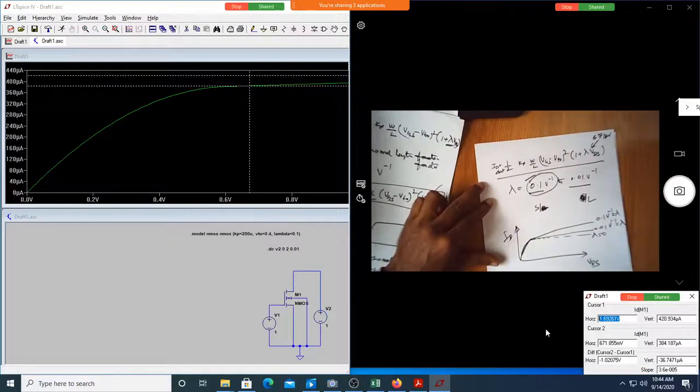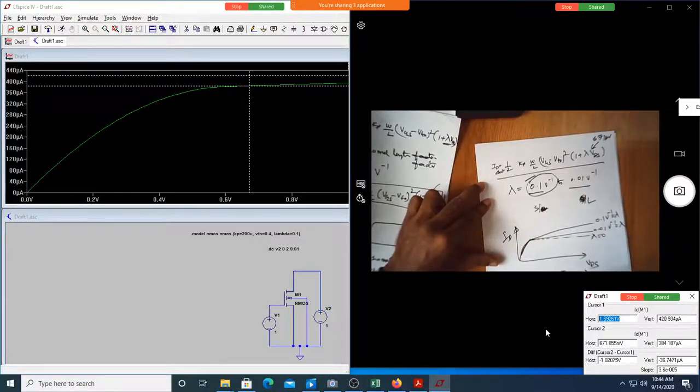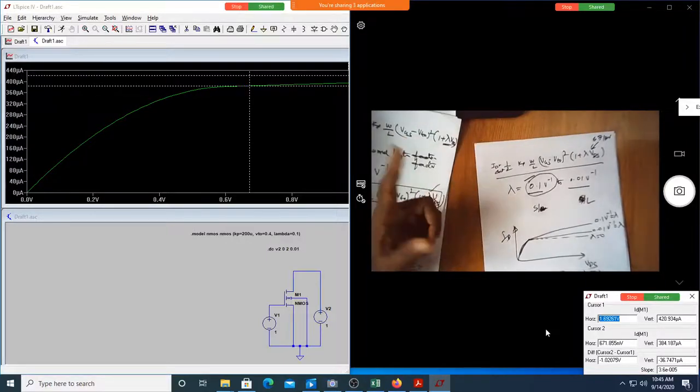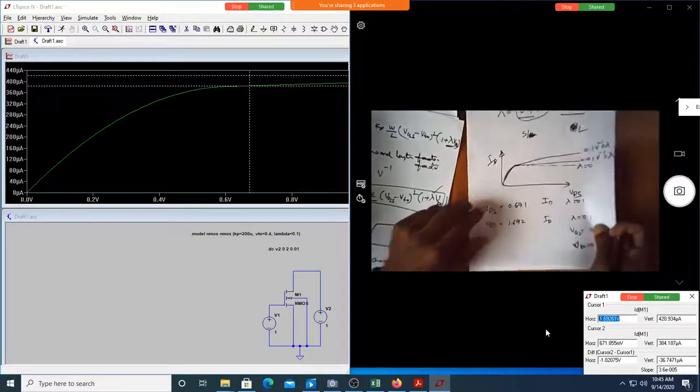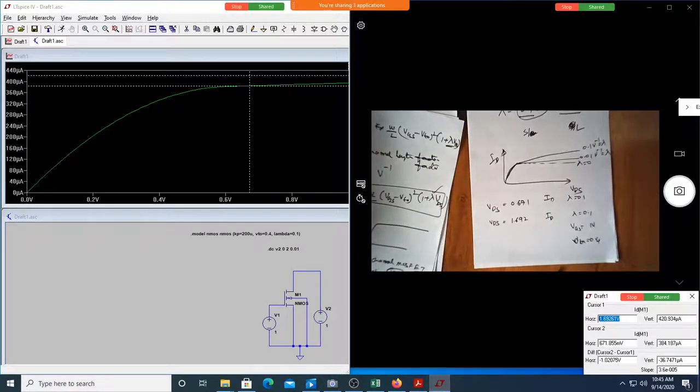So we have one VDS value as 0.671. The other value of VDS is 1.692. What is the corresponding ID? Take lambda equal to 0.1. What are VGS, VDS? All those things are there. VGS is equal to 1 volt. VTH is equal to 0.4. Give me this. Let me also do it simultaneously.